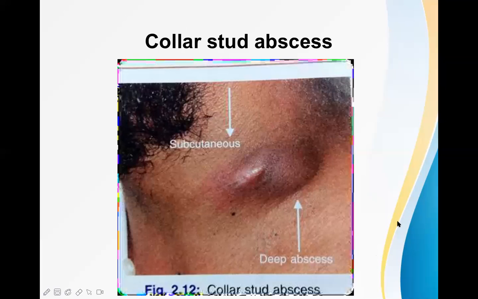There is a picture which is showing you about cold abscess. It is difficult to identify from the picture because we need to feel for it, we need to palpate for it. There is a deep abscess which is shown by this arrow, and this is a subcutaneous abscess which is shown here. But let me remind you again, rather than inspection, we need to palpate for this cold abscess.